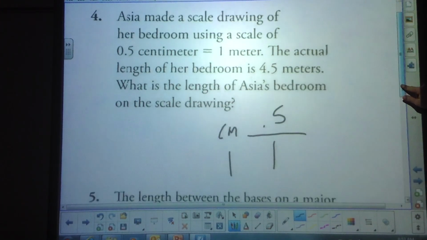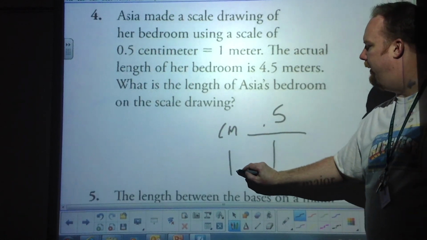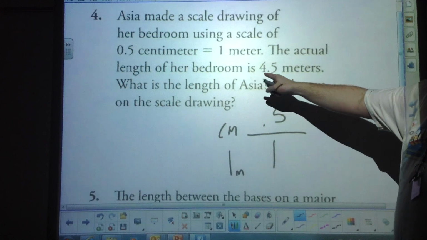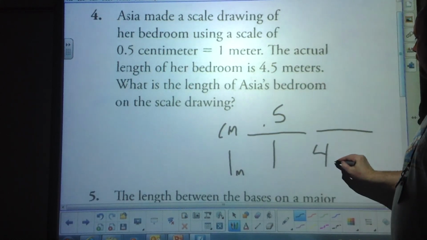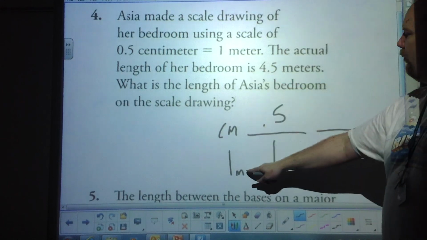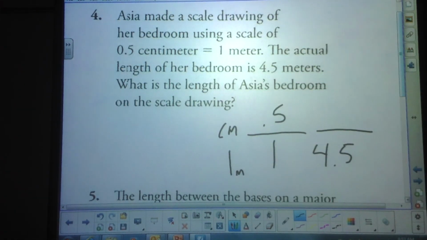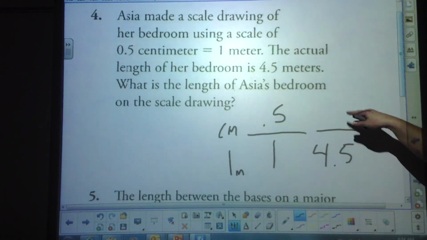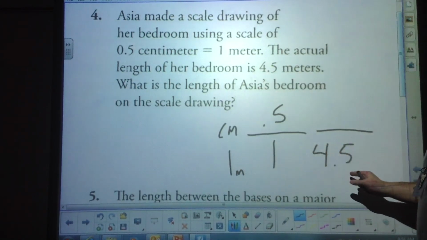So basically what we're saying is, 0.5 centimeters equals 1 meter. The actual length of her bedroom is 4.5 meters. And look, the reason why I've been teaching you to label it this simple way is because on some of the other problems, it's easier not to get confused. These are very easy to get confused. It'd be very easy for you to put 4.5 up here. So look, 4.5 meters, we know that meters is on bottom.